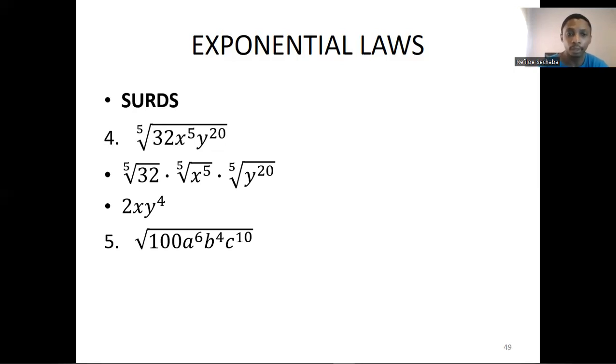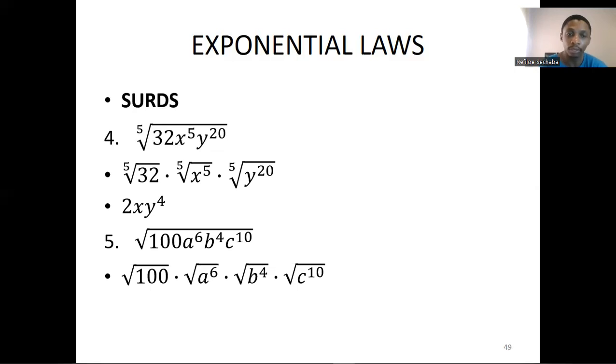You will simply distribute the square root: give 100 its own square root, give a to the exponent of 6 its own square root, give b to the exponent of 4 its own square root, and give c to the exponent of 10 its own square root. The square root of 100 is 10. The square root of a to the exponent of 6 is a to the exponent of 3.